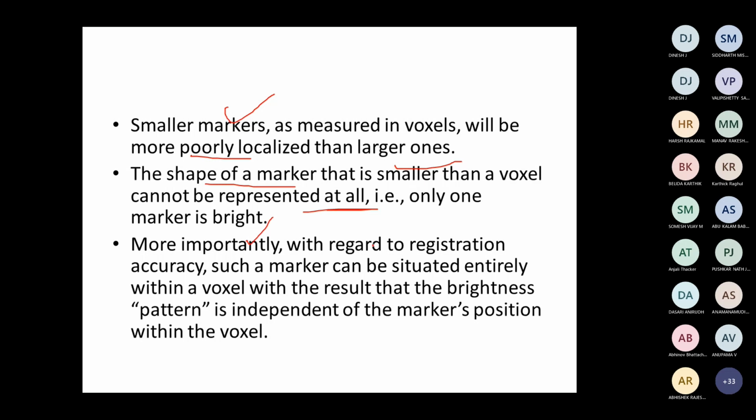More importantly, with regard to the registration accuracy, such a marker can be situated entirely within the voxel, with the result that the brightness pattern is independent of the marker's position within the voxel.